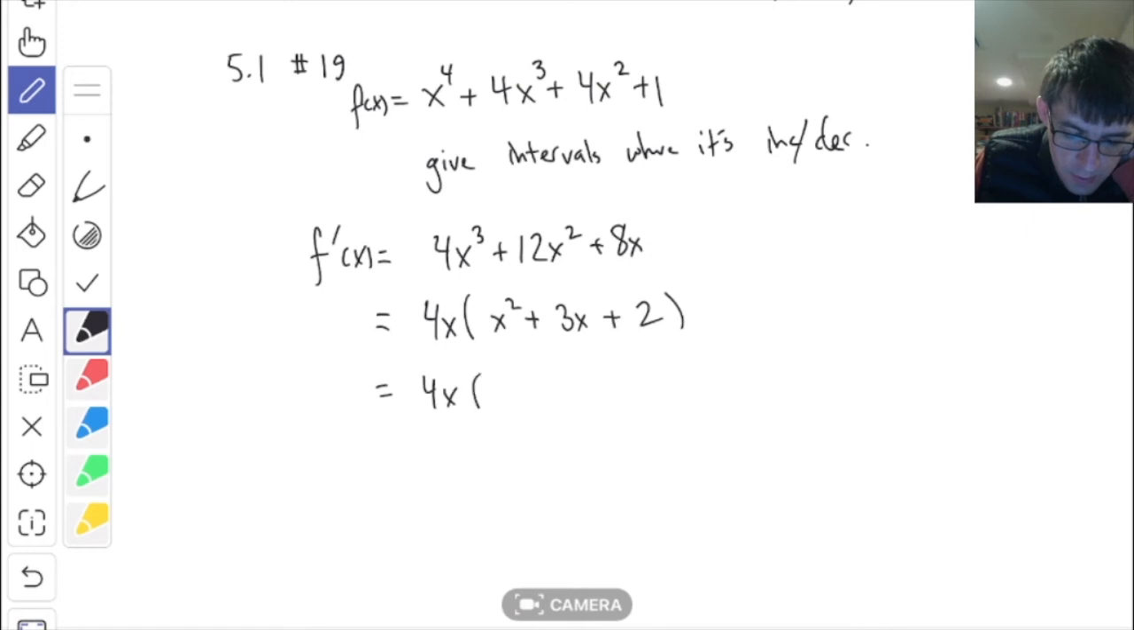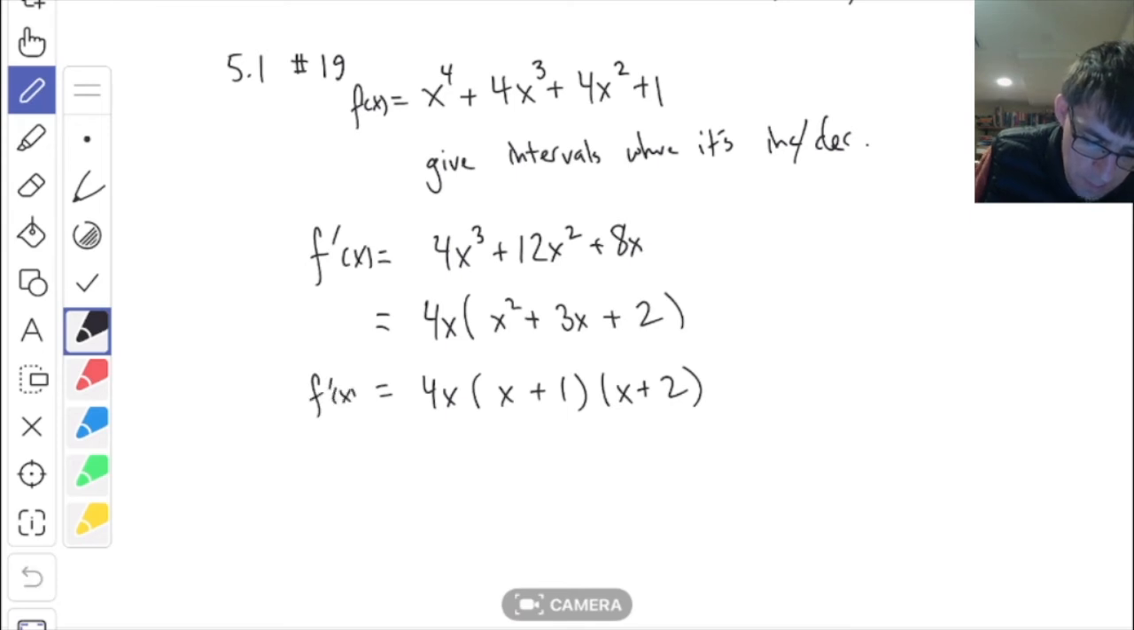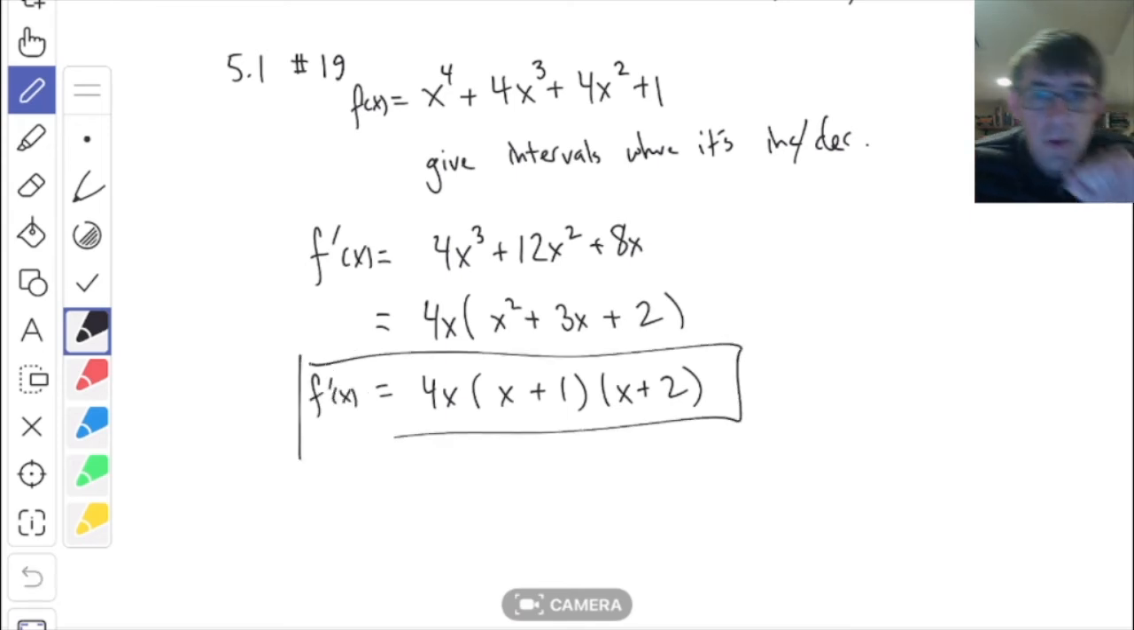4x, I believe it's going to be x plus 1 and x plus 2, isn't it? I think that's what we get. So that's as simple as this is going to get. This is my formula for f prime of x.